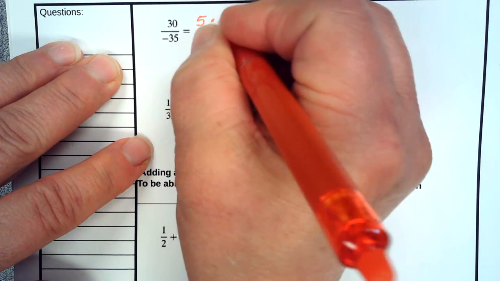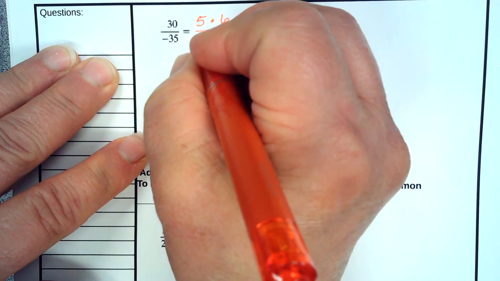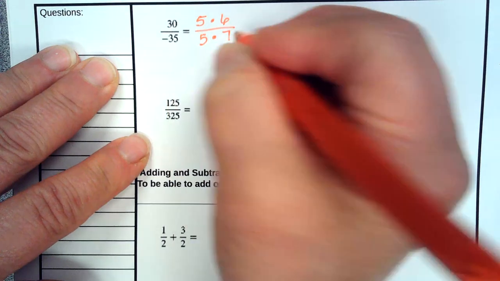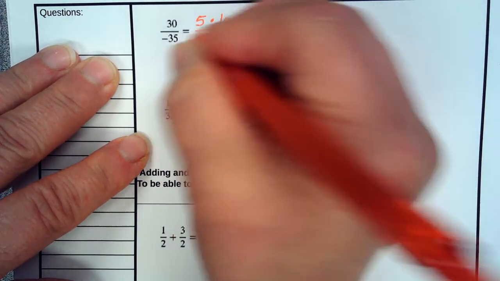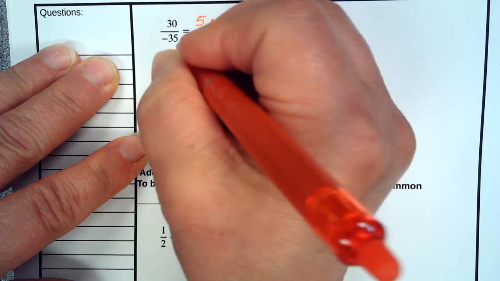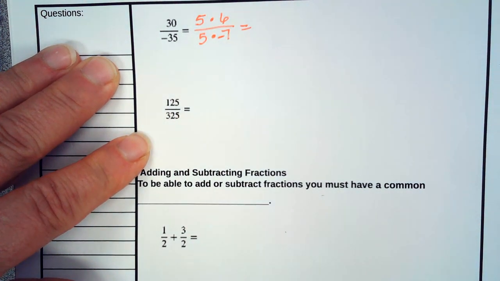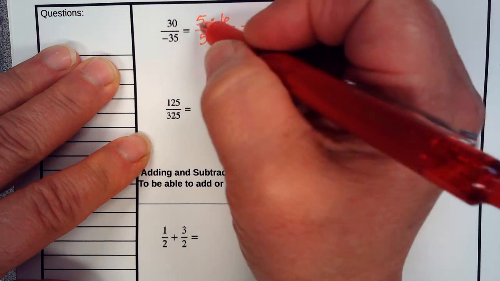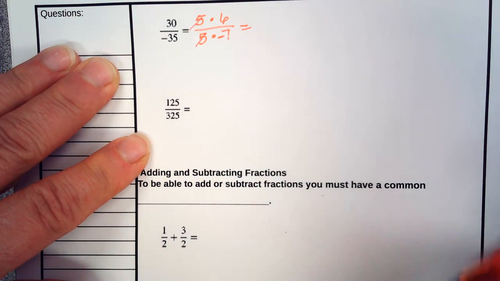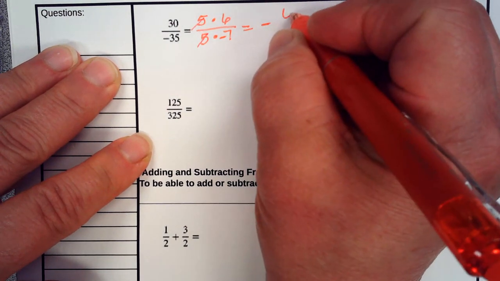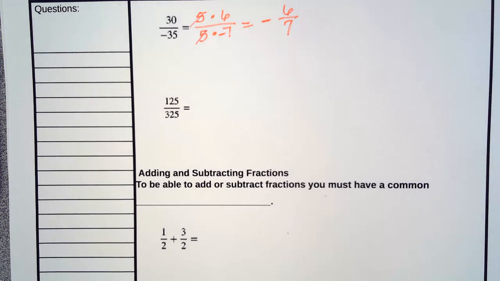Five times 6 is 30. 5 times 7 is 35. And one of these two has to be a negative. It doesn't really matter which one it is. Okay, my 5s will factor out. I've still got the negative sign. Negative 6 over 7 would be that simplified form.